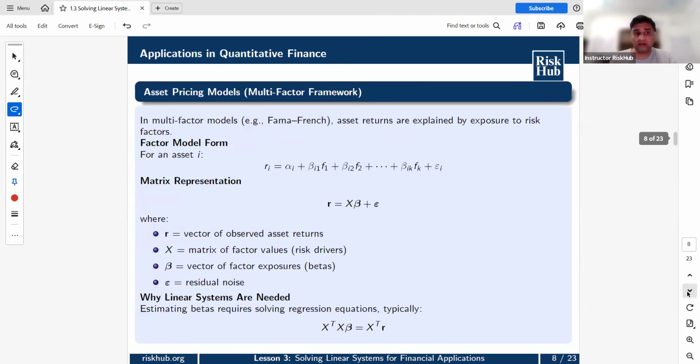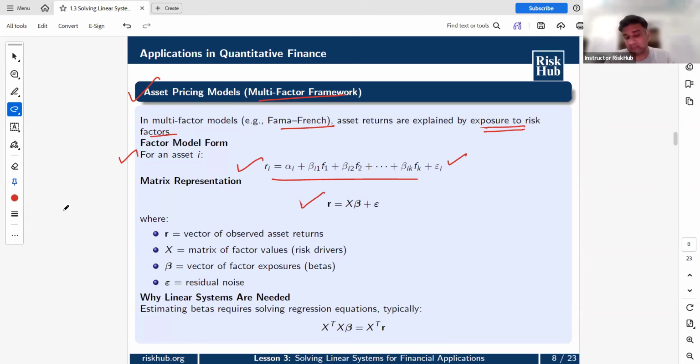Then we get into the next part, which is your asset pricing model, the multi-factor framework. Please understand in multi-factor models such as Fama-French, right? Your asset returns are explained by your exposure to your risk factors. Okay. And there is a factor model form for an asset i. It is given like this. I've covered this earlier also in one of the topics, right? A matrix representation is like this, right?